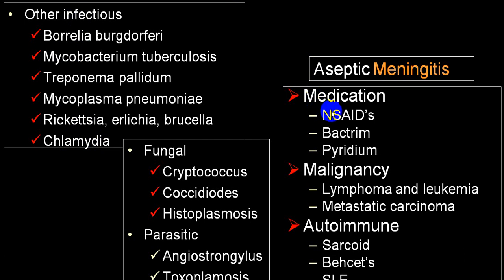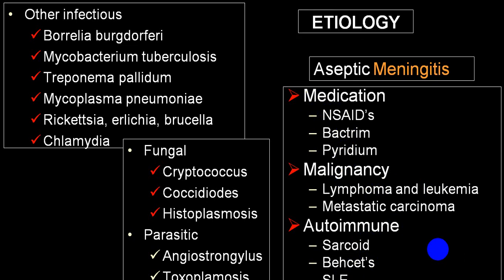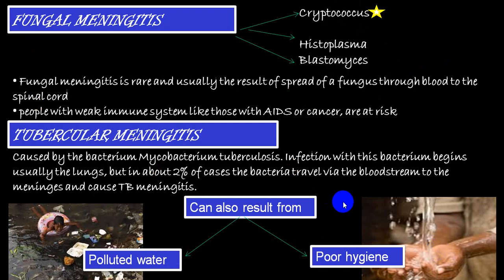Among drugs, non-steroidal anti-inflammatory drugs, sulfamethoxazole-trimethoprim, pyridium. Among malignancy, lymphoma and leukemia. And among autoimmune, vasculitis in case of SLE, sarcoidosis, and even Behçet syndrome. So this could be a big group which can be leading to aseptic meningitis.